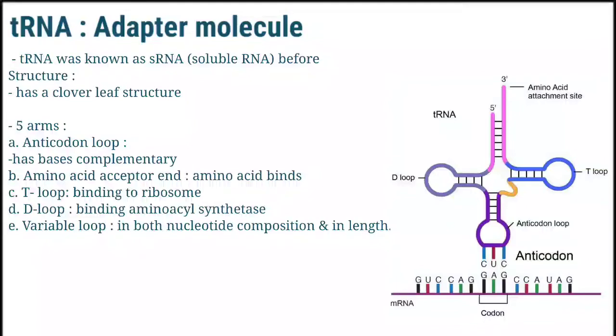So how is the structure? As you can see in the diagram, the tRNA has a secondary structure like a clover leaf, but its three-dimensional structure depicts it as an inverted L-shaped molecule. The tRNA has majorly 5 arms, or you can also name them as loops. The first one is the anticodon loop, which has the bases that are complementary to the code.